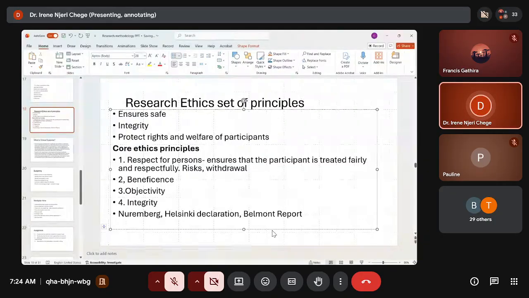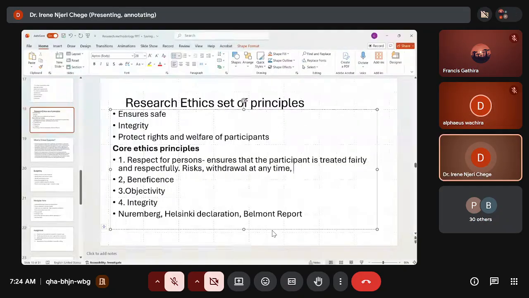You can withdraw whenever you want, especially if your population has some vulnerable people, like people who have got mental illness or children. Yes, so you can withdraw at any time. They are not bound to you. Another thing you tell them that has to do with respect for persons is confidentiality.